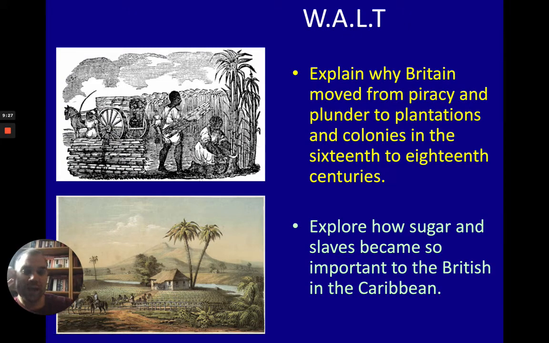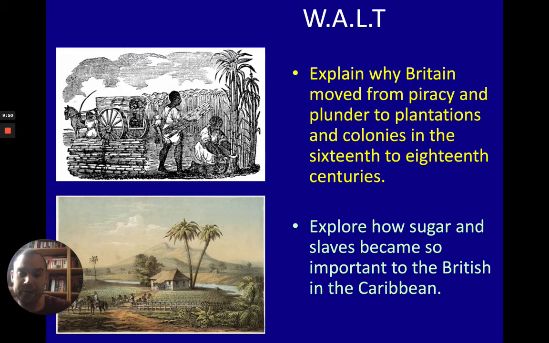So what we're going to be looking at today is why Britain moved away from a policy of piracy and raiding to actually setting up plantations and colonies. Okay, so I said last lesson that in some ways the British are quite like the Vikings in that they come to the Caribbean and New World first of all as raiders just to try and capture some treasure and then leg it back to England.